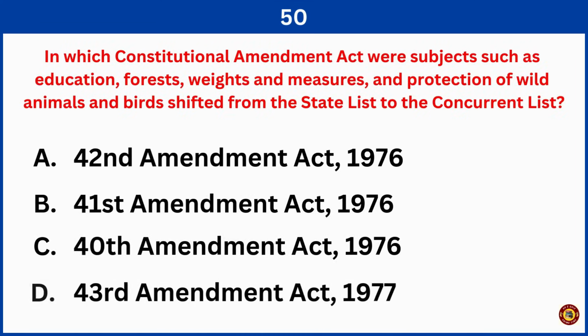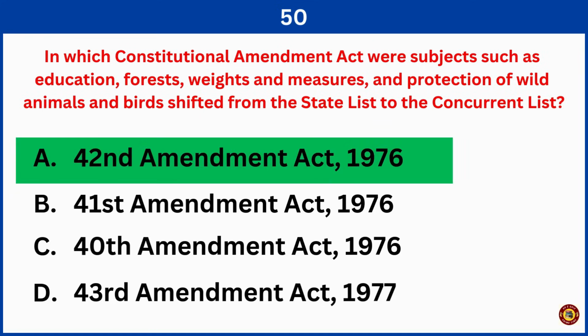In which Constitutional Amendment Act were subjects such as education, forests, weights and measures, and protection of wild animals and birds shifted from the state list to the concurrent list? Right answer is option A, 42nd Amendment Act 1976.